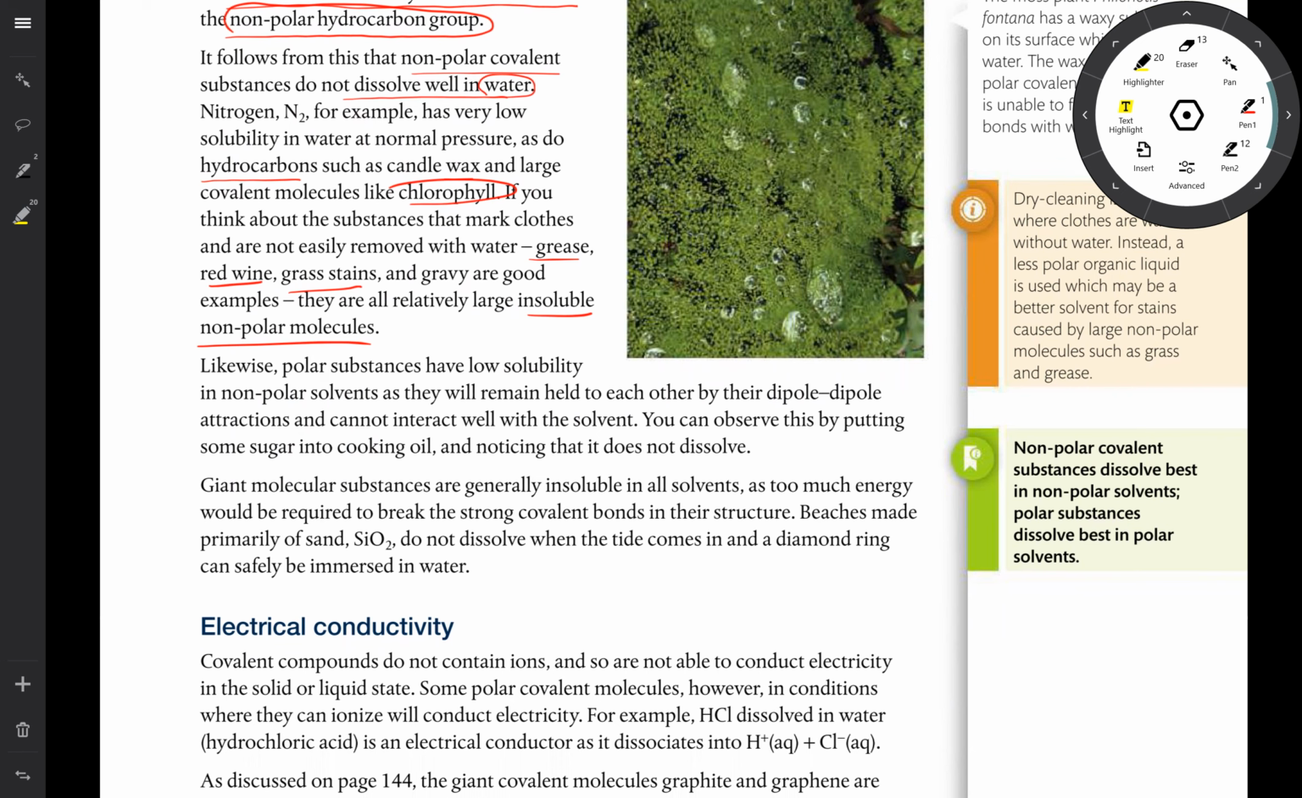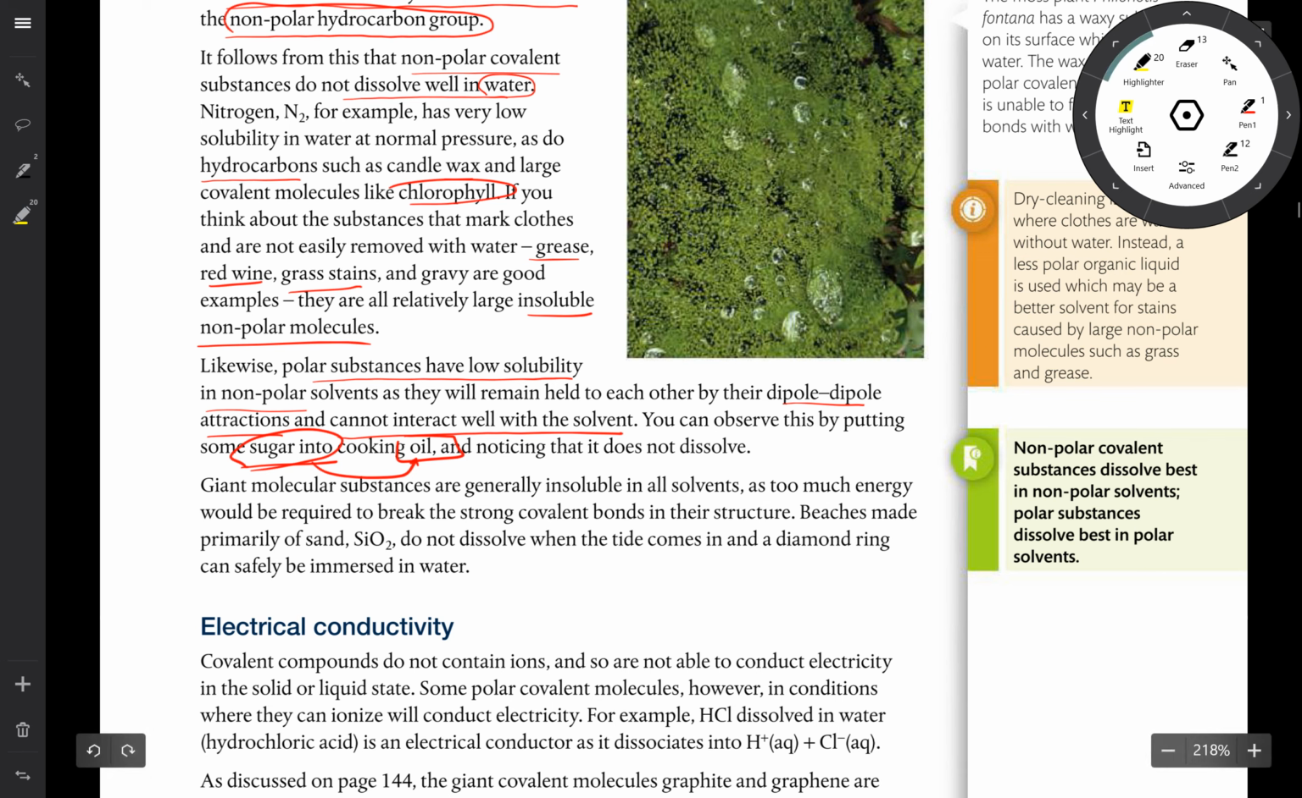At the same time, polar substances have low solubility in non-polar solvents. If you have a polar solute and you put it in a non-polar solvent, they have a very limited amount of solubility. We can say they are not soluble because the particles of the solute are held together by dipole-dipole attraction and cannot interact well with the solvent. That's why you cannot dissolve, for example, sugar inside oil. The oil is a non-polar solvent, sugar is a polar solute, so their solubility is very small, so we say they are insoluble.